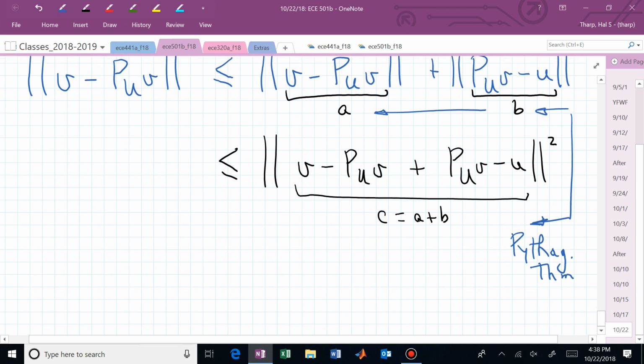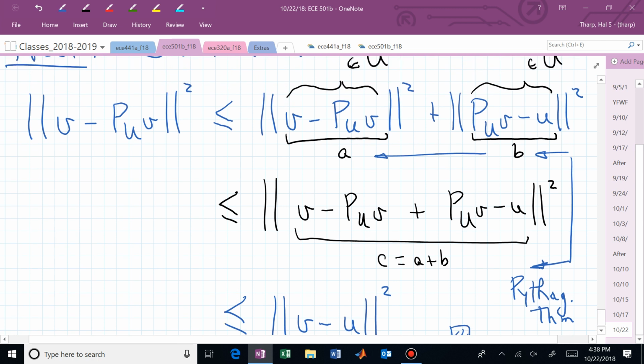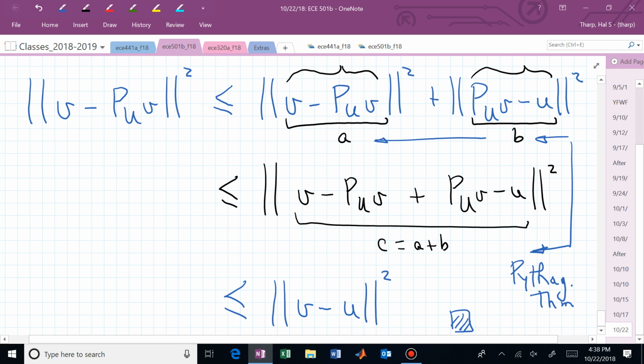But what is that C inside the norm? Can I clean that up any? I have minus something plus that same something, so that goes away. And I'm left with V minus U squared. And that's what I set out to show: that what was on the left, the norm of V minus the projection of V onto U, is less than or equal to V minus U for any U in the subspace capital U.